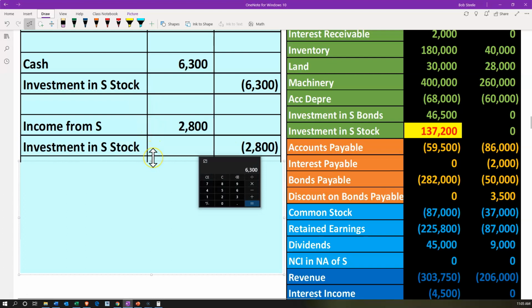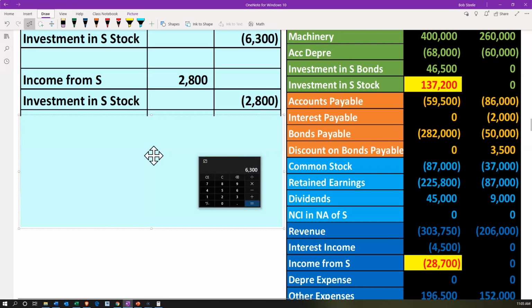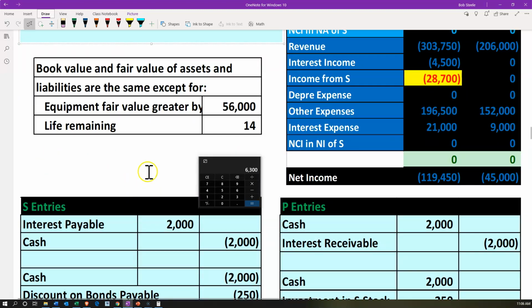Then we also have this item where we had the equipment that's going to result in depreciation. So the data we have down here for that will be the equipment had a greater 56,000 of the fair value over the book value at the point in time of purchase. So that's 56,000. We're going to have to add to the depreciation for it, divided by 14.